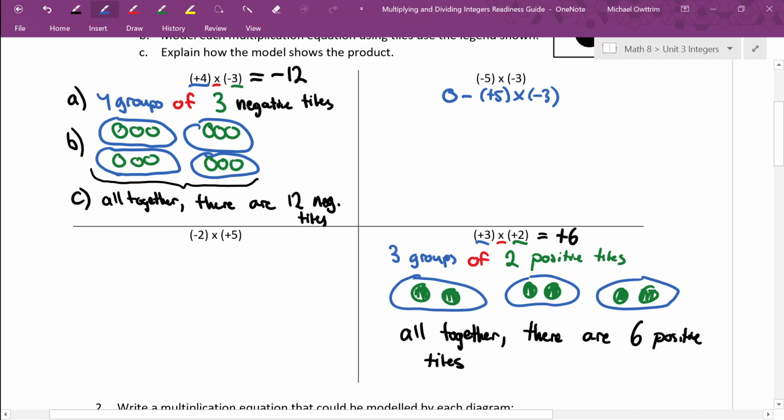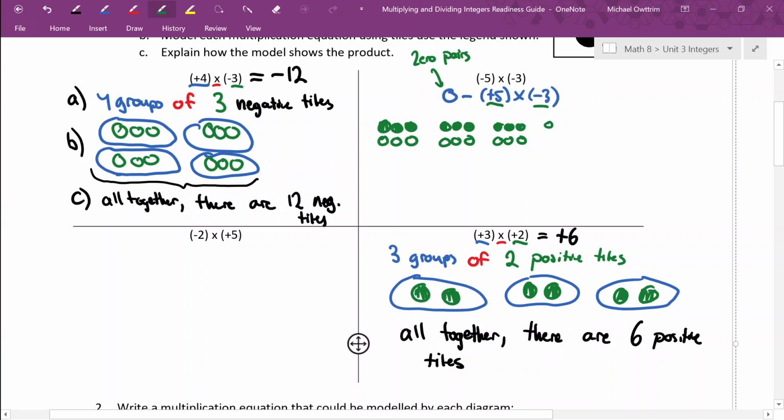So how do we model 0? Well, 0 is modeled with 0 pairs. And so we're going to start by drawing 5 groups of 3 0 pairs. So there's 1, 2, 3. There's 1 group of 3 0 pairs. 2 groups of 3 0 pairs. 3 groups of 3 0 pairs. 4 groups. And 5 groups. So far we've modeled 0.